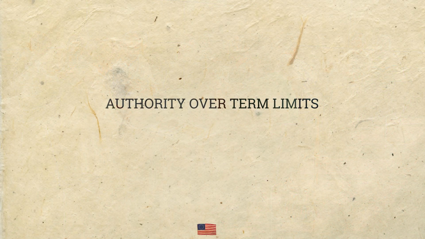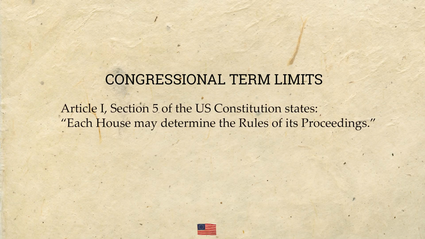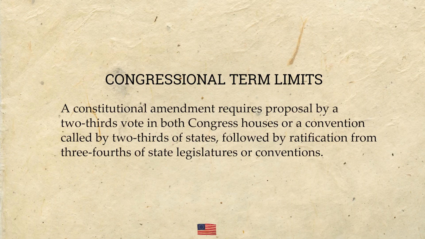The U.S. Constitution grants Congress the authority to determine its own rules of procedure, and therein lies the problem. Article 1, Section 5 states that each House may determine the rules of its proceedings. However, this does not explicitly include the power to impose term limits. Any attempt to establish term limits would require an amendment to the Constitution, which necessitates a 2/3 majority vote in both the House and the Senate, then followed by ratification from 3/4 of the state legislatures.